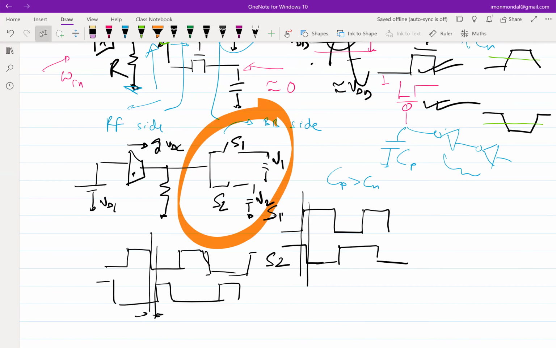The assumption is that because the rise times and the fall times are different, effectively S1 and S2 can have this difference in turn-on times. I am extrapolating that argument. Okay. Yes.